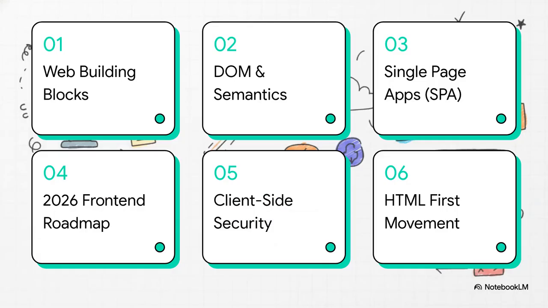So, here's our game plan for today. We'll start with the building blocks of the web, then look at the DOM and semantics. From there, we'll dive into single-page applications, check out the 2026 front-end roadmap, tackle some client-side security challenges, and finally wrap up with the HTML first movement.